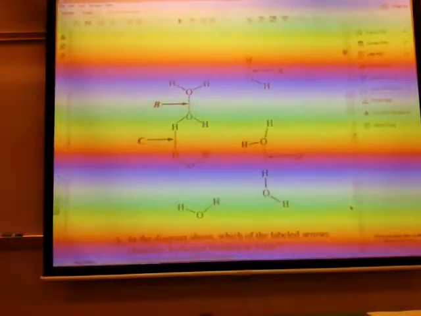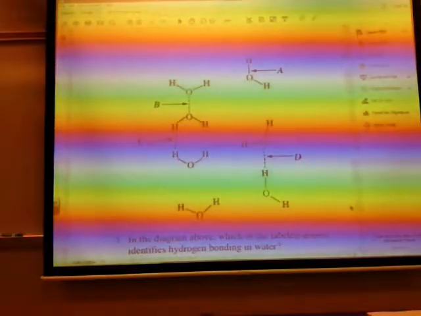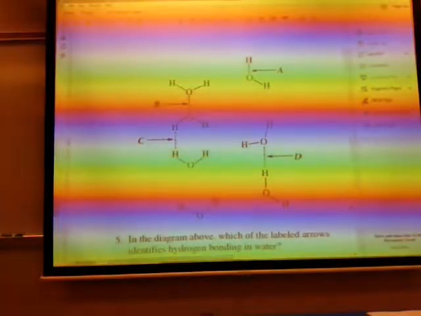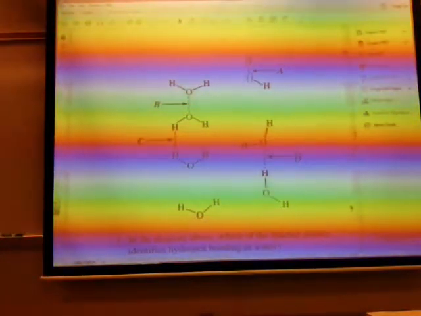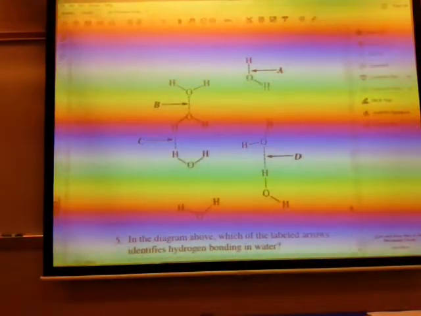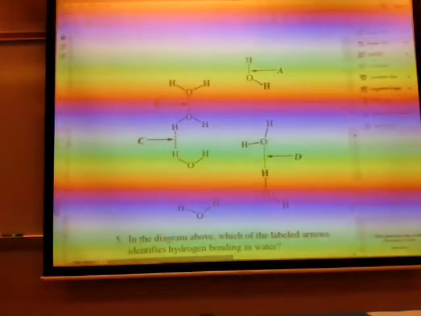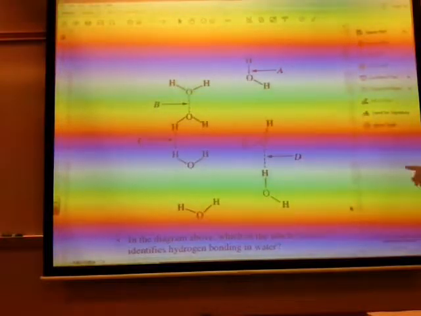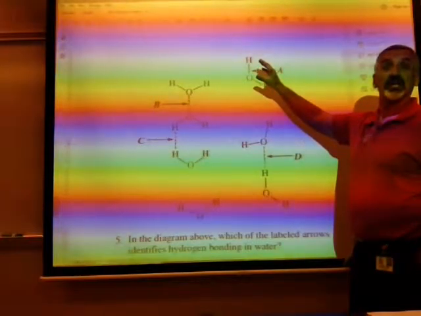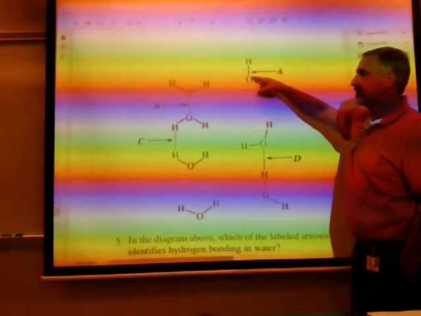Given these molecules here, which one actually shows hydrogen bonds? In the diagram above, which of the labeled arrows identifies hydrogen bonding in water? What type of bond is A? That's a covalent bond. That's an intramolecular bond, within the molecule. It's a covalent bond. Okay?